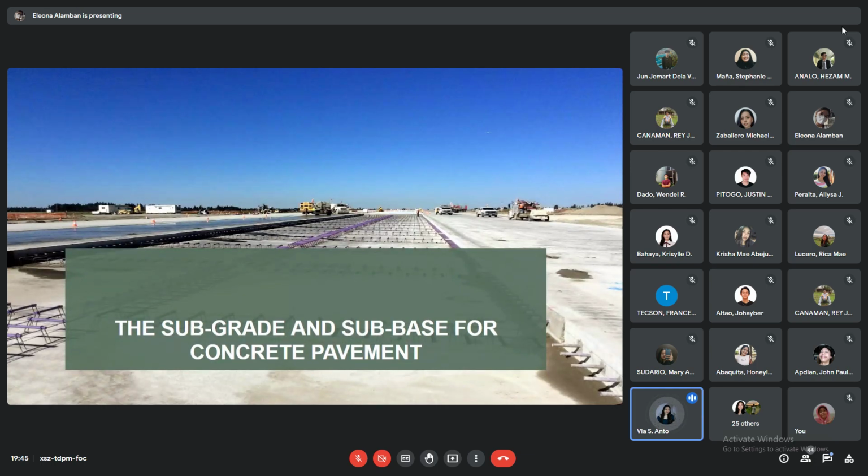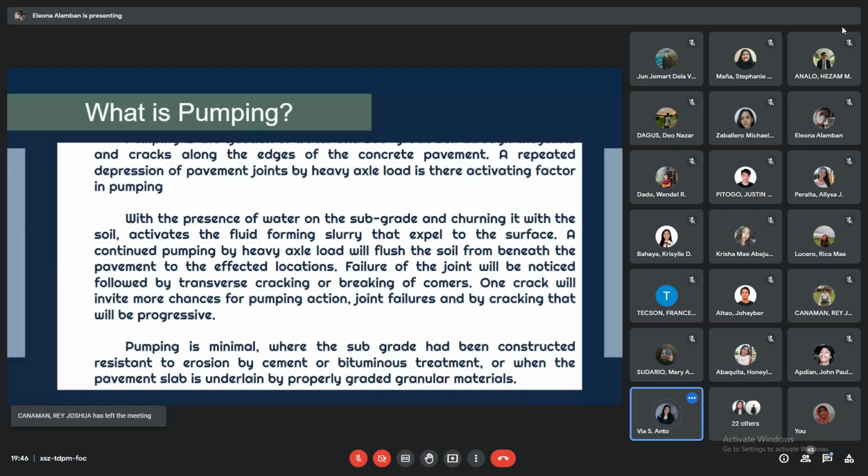So, the subgrade and subbase for concrete pavement. What is pumping?